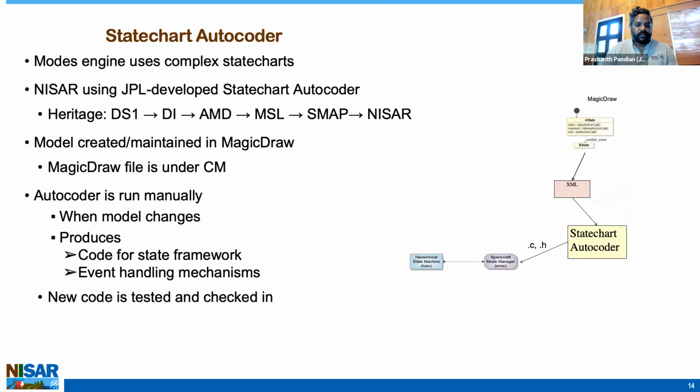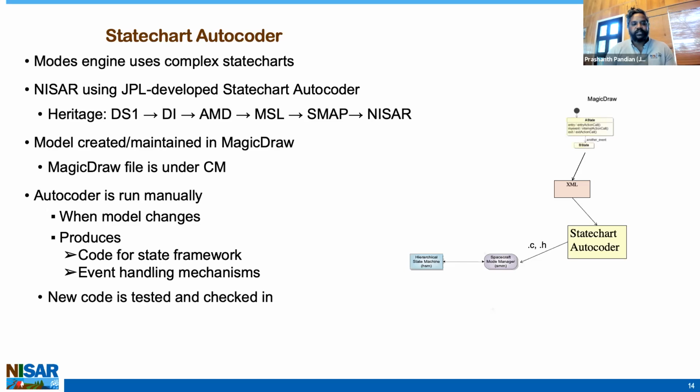Next slide, please. So the next couple of slides here are how we've applied some of these things to NISAR, where we maybe hadn't done it in the same way before. So one of the things is the Statechart Autocoder, which we've been using for several missions here. So you can see, we keep the Magic Draw UML files in CM, and we basically are only modifying the model within CM. So whenever the model changes, we then re-autocode. And that code is then tested and checked in.